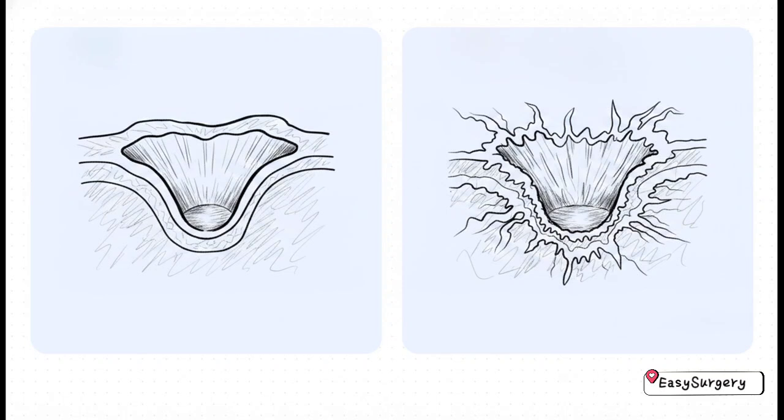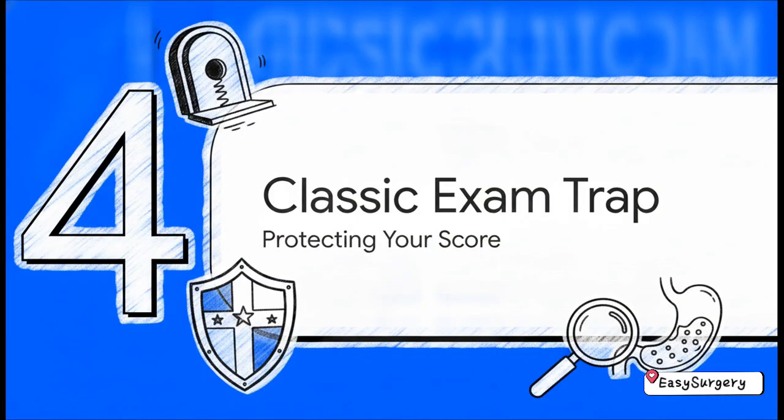Why does this matter so much? Because that margin literally tells you about the tumor's local behavior. A poorly defined infiltrative margin means you've got a more aggressive local spread that's blurring the lines between diseased and healthy tissue. You absolutely must have this distinction locked down for test day. Which leads us nicely into Section 4, the classic exam trap.